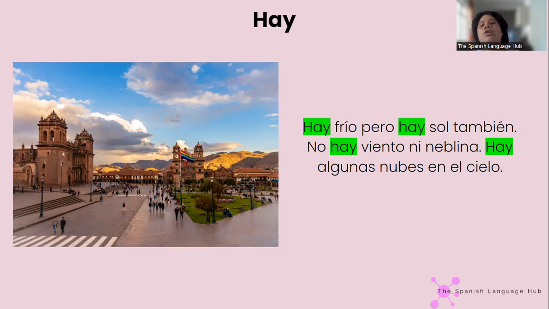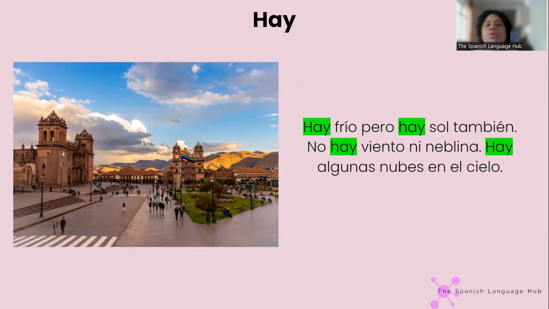But hay sol también. So sol is the sun. So it's something that you can see, right? So we use hay. For example, hay sol, if you translate it, means it's sunny. It's not there is sun, because that doesn't make sense in English. It's sunny, all right? No hay viento ni neblina. There is no wind nor fog.